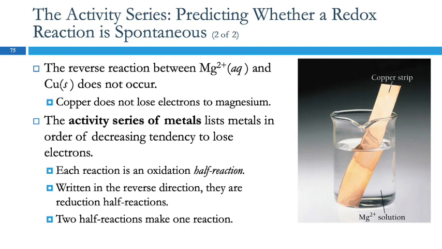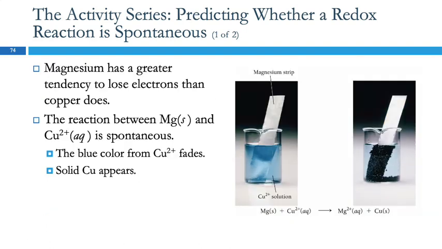And so what we do is we write 2 half reactions. So an oxidation and a reduction. And those together make one reaction. So if we look at this, we have 2 half reactions going on here. We have magnesium going to magnesium ion plus 2 electrons. And we have copper ion gaining 2 electrons and making copper metal.